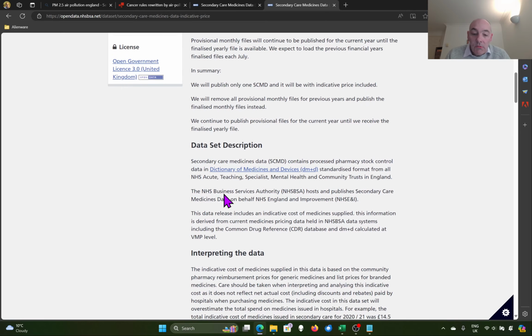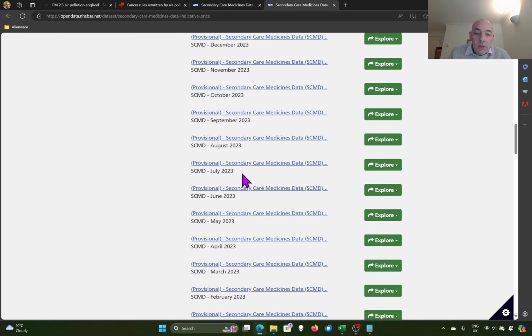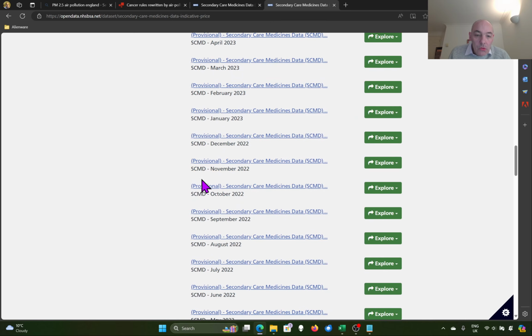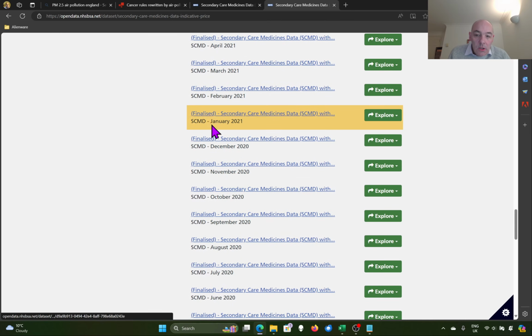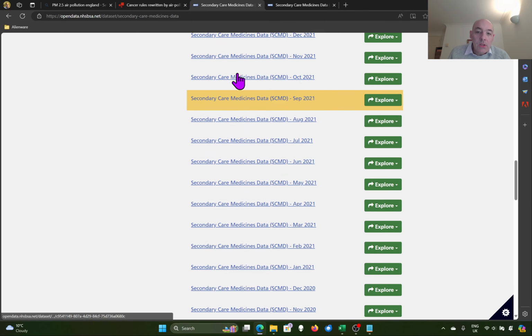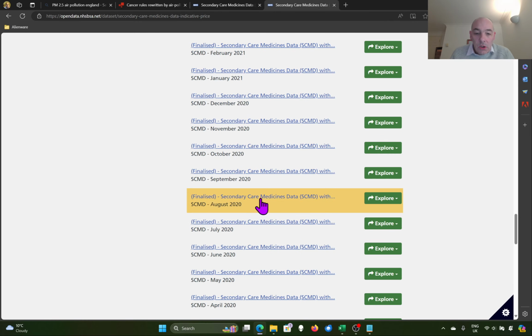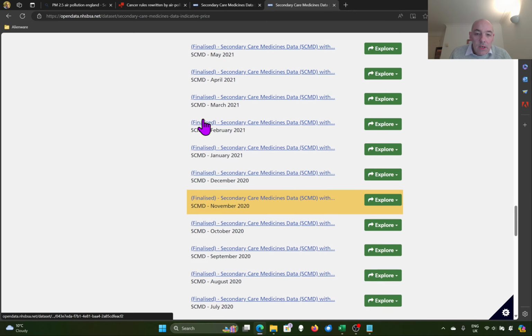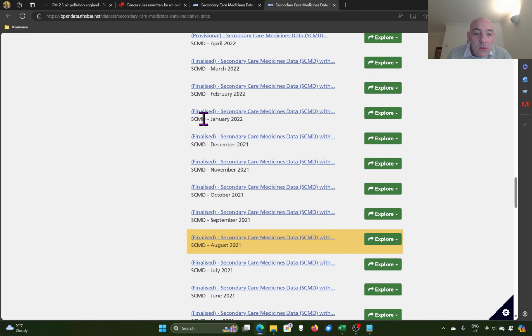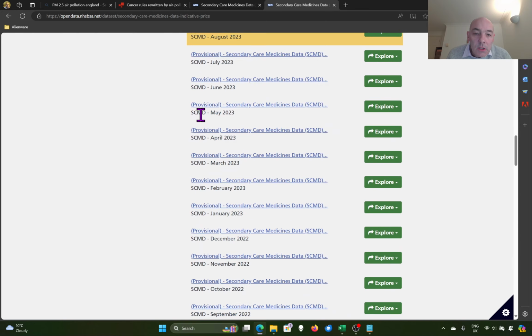Data is initially released as provisional and then a year or so later is marked as finalised. And you can see the provisional ones here, finalised ones there. It didn't really say on the earlier site whether it was provisional or finalised, but this new site has started to include that information. So the latest finalised data is March 2022 actually, so it's a bit longer than a year in this case.